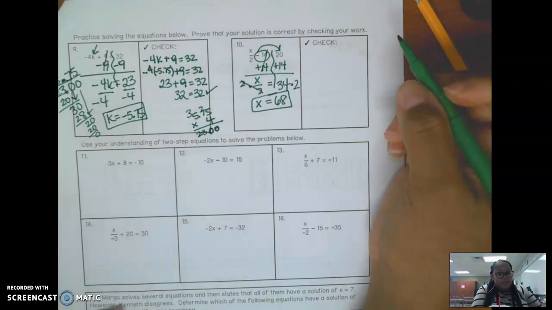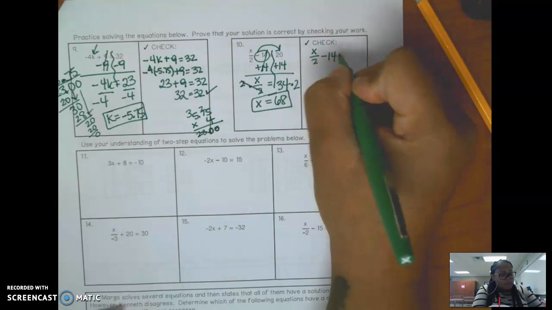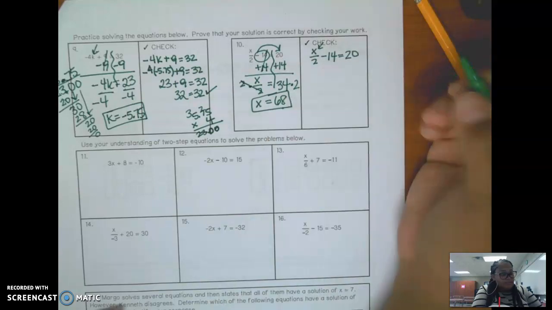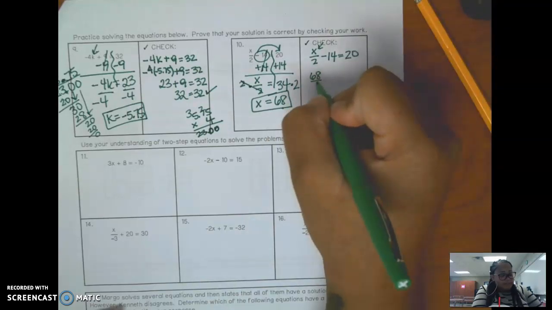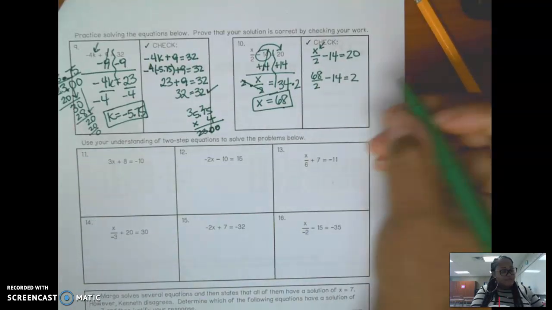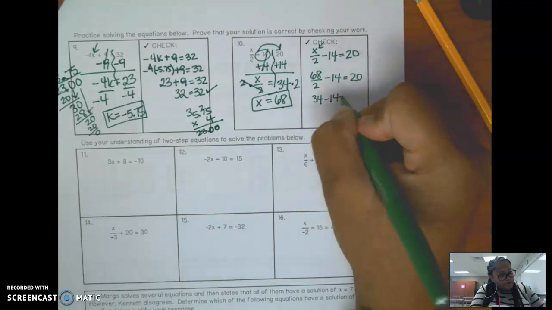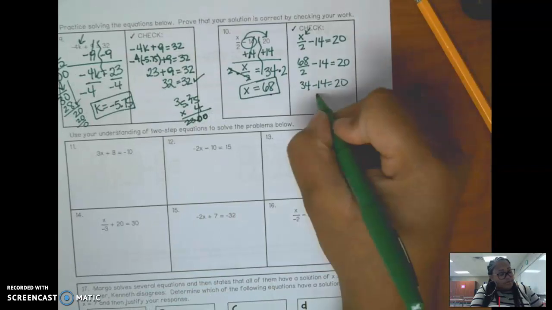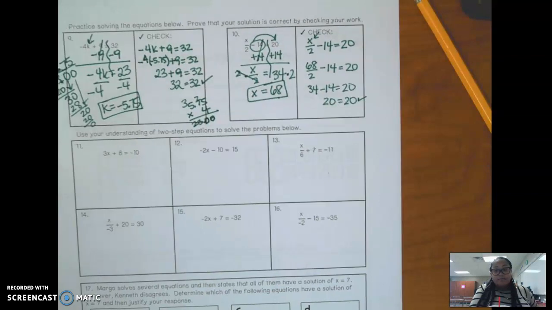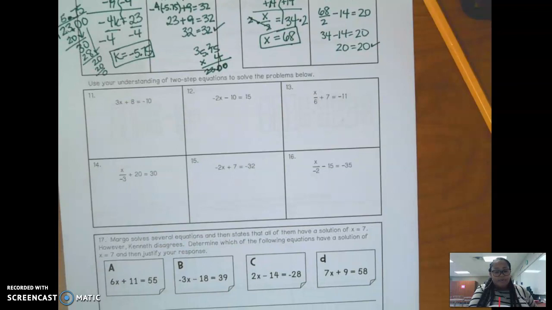How do I check it? I rewrite my problem. I take out x and I put in 68. And then I solve. Half of 68 is 34. 34 minus 14 is 20. 20 equals 20, checks out, move on. Now we've just got more problems to practice from.